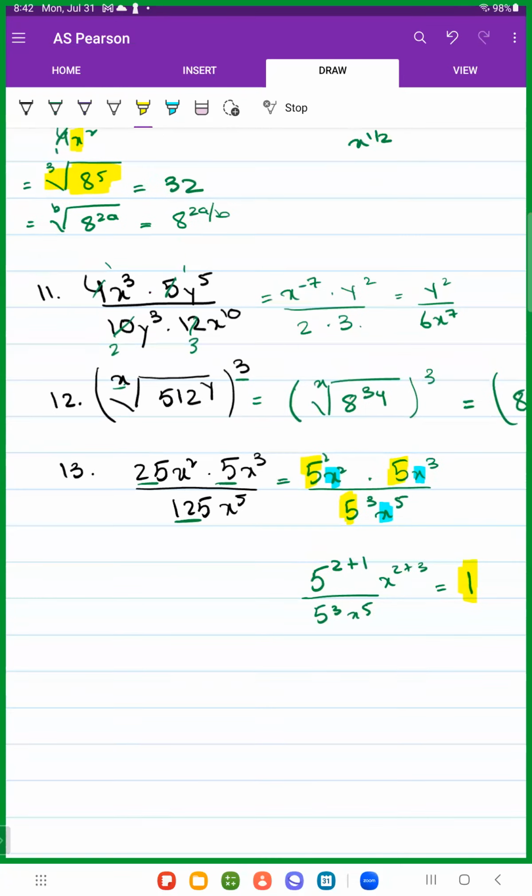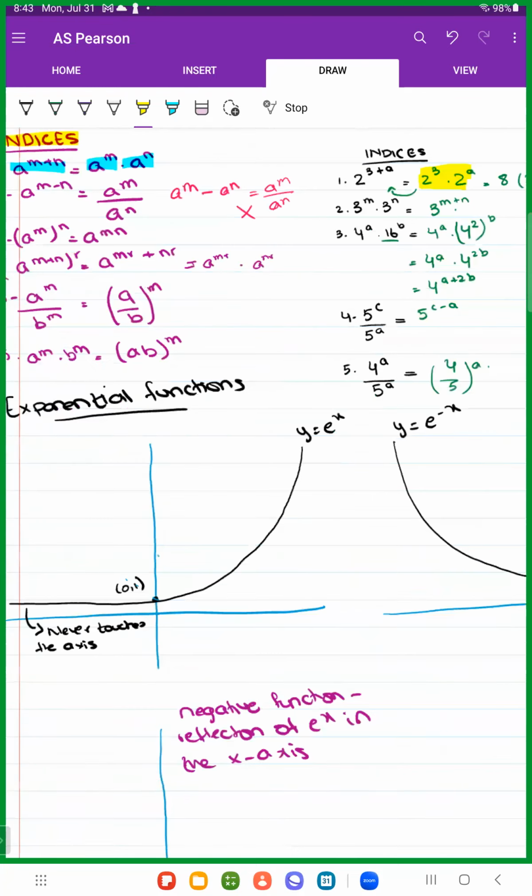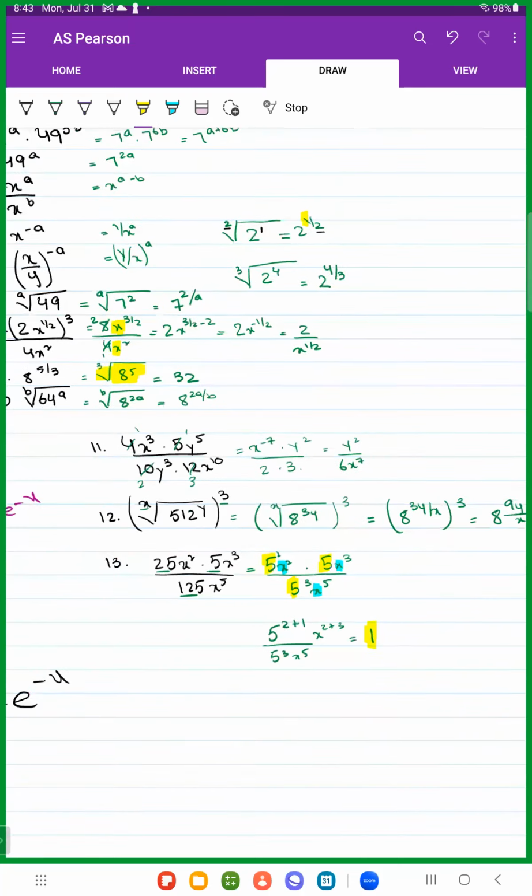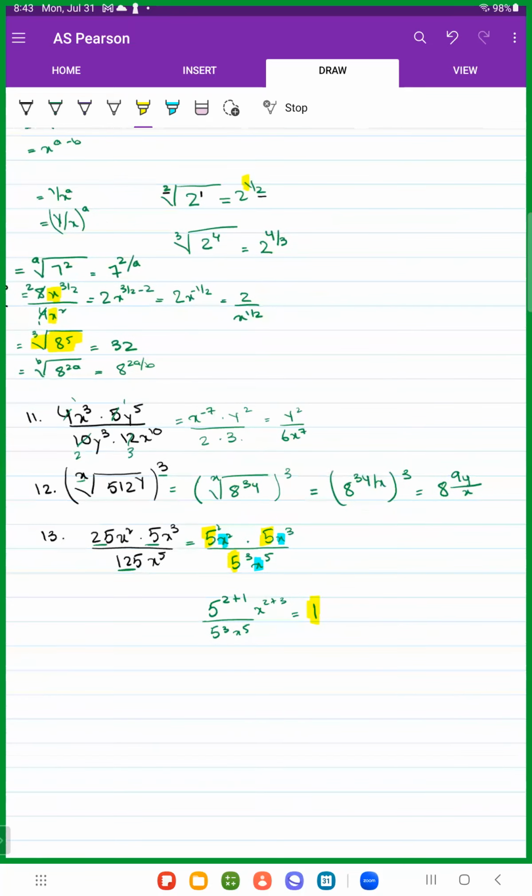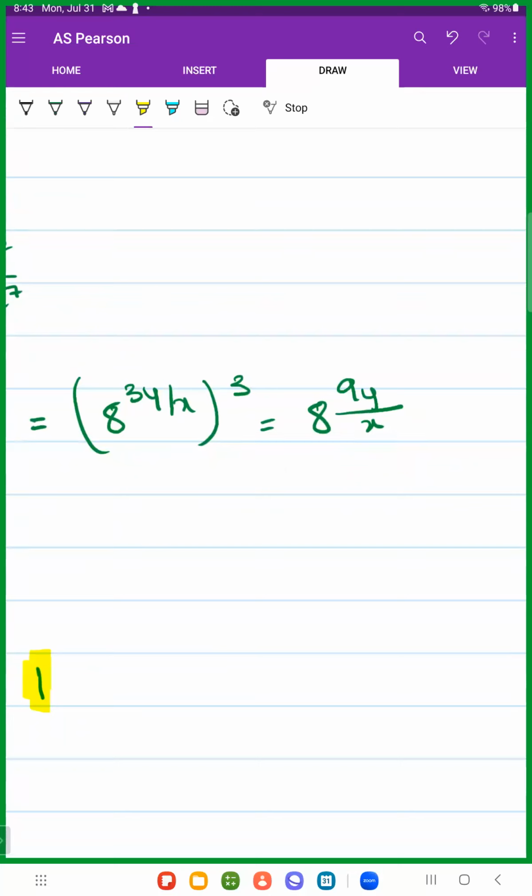All right. Now let's move on to the exam. Can I see the answer for question 12? Shouldn't it be 27y over x? Can you speak louder? I can't hear you. The answer you wrote is 8 to the power 9y over x. Shouldn't it be 27y over x because it's cubed? Whenever we have m to the power n, the powers become multiplied. So 3 will be multiplied with 3. Okay, got it.